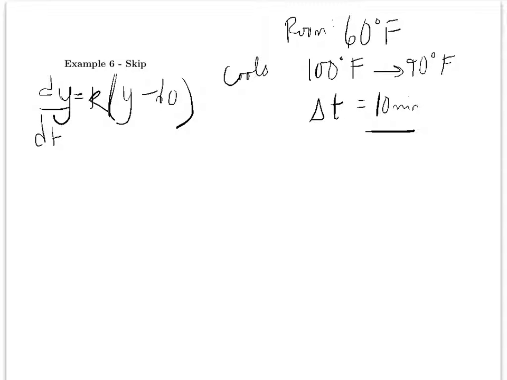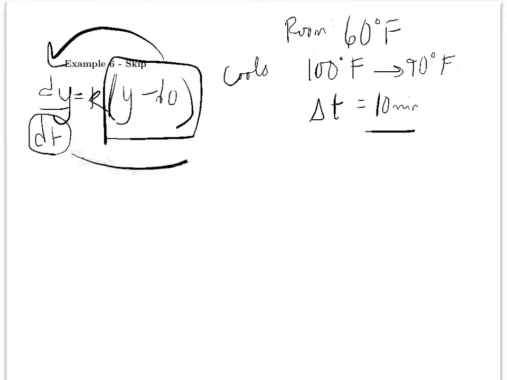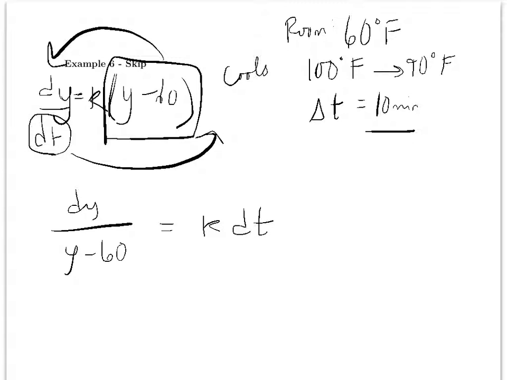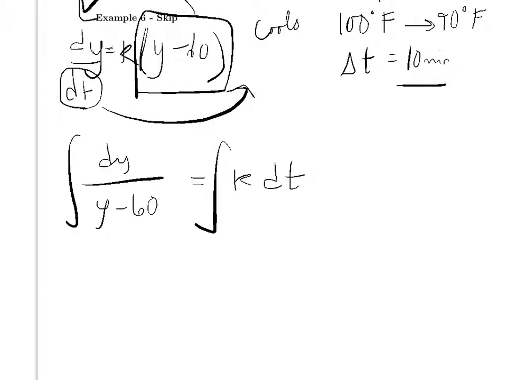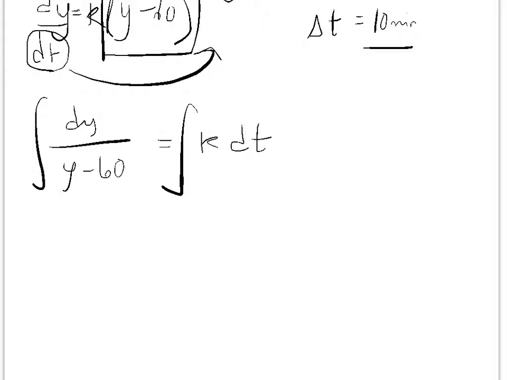Now we want to separate, just like we talked about before. Put the y term on the other side, and we can treat this like Leibniz notation and put the dt on the right side, okay? So dy over y minus 60 equals k dt, okay? We can integrate both sides, and again, since the y matches the dy, this gets treated just like it were an x, okay?